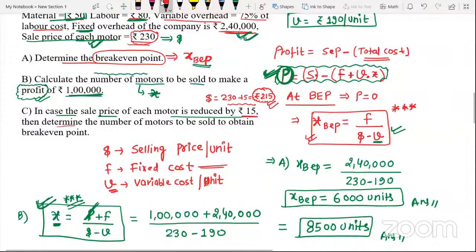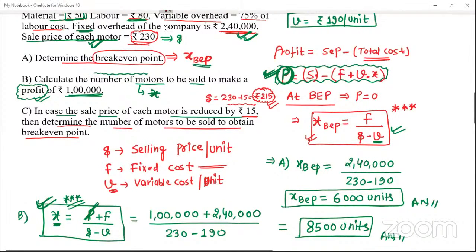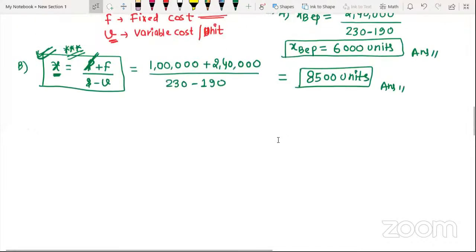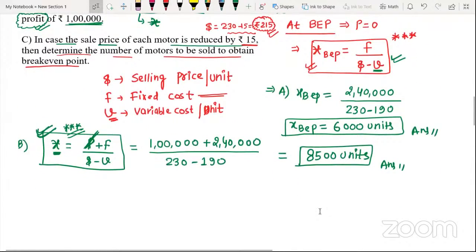So they are asking to determine the number of motors to be sold to obtain the break even point. Again they want the break even point, so again x bp. Now look at this formula: break even means the profit should be zero, so the formula is going to be f upon s minus v.